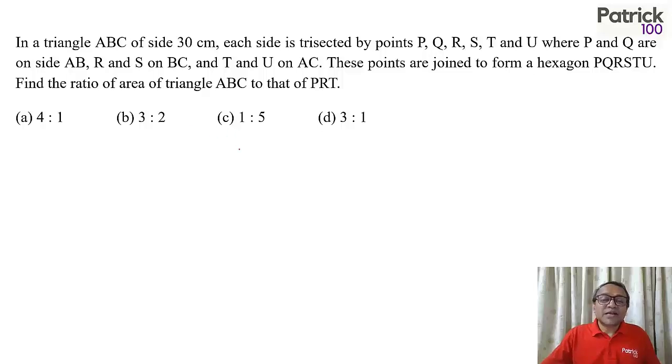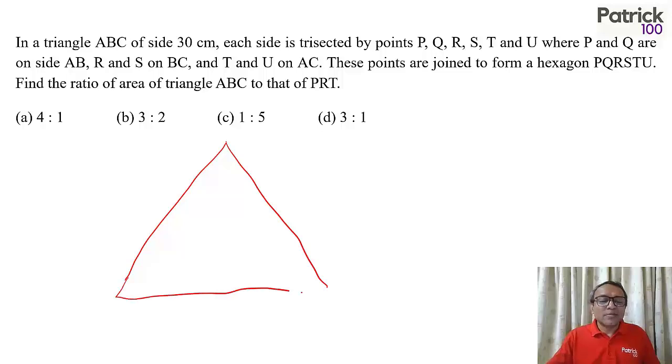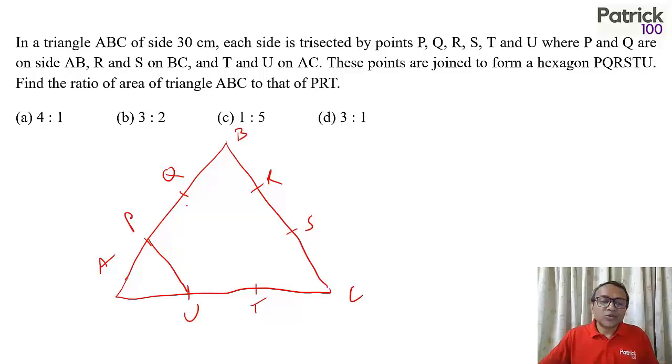Triangle ABC with side 30. Again it is a ratio; actually 30 is not important, but still you can take it up if you want. So you realize that P and Q are on side AB. So it's P, Q, R, S, T, U. Join the points to get a hexagon. What's the ratio of triangle ABC, the bigger triangle, to PRT?